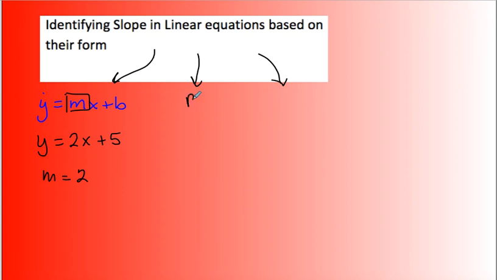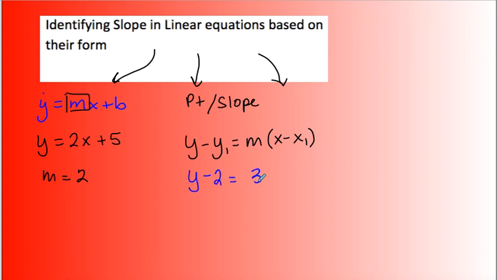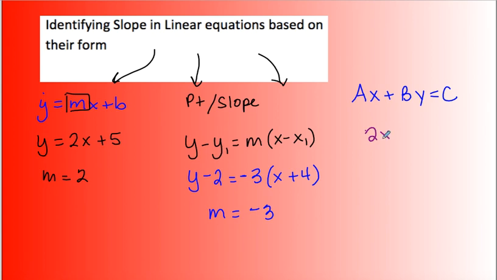I could give you point slope form. Point slope form is y minus y1 equals m times x minus x1. All right, again, m is still the slope. So like I give you y minus 2 equals negative 3 times x plus 4. My slope would be negative 3. And my favorite one is standard form, although lots of people don't like it. Ax plus by equals c when the variables are on one side. And that might be 2x plus 5y equals 7.